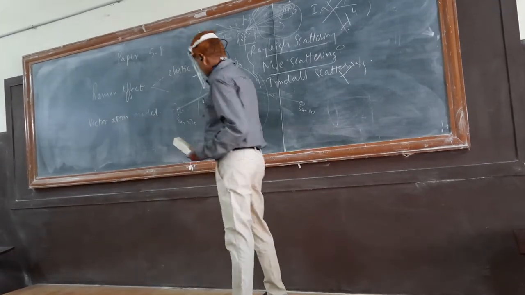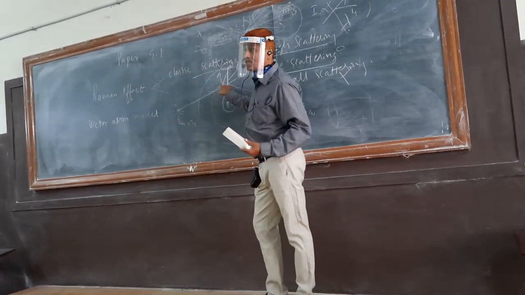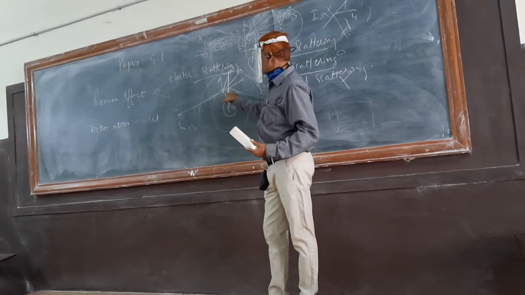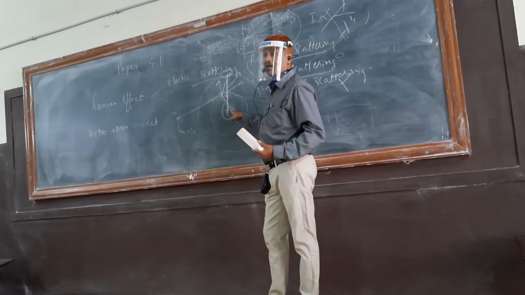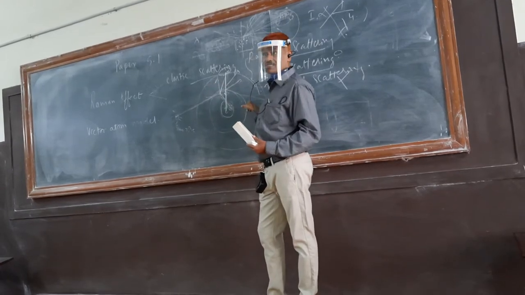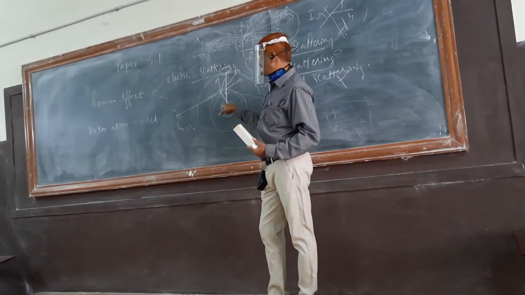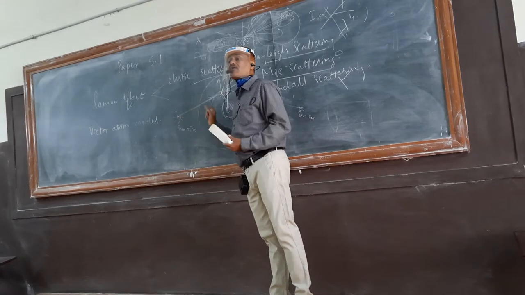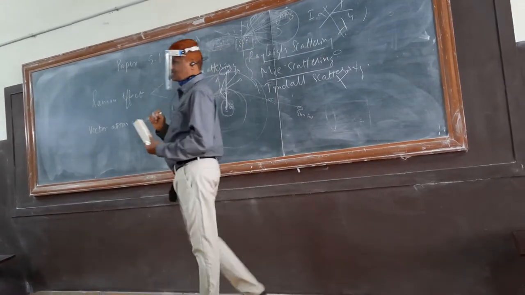But at sunrise and sunset, even though the sun is sending all the colors, we are seeing less blue, because most of the blue is scattered. For that reason, the sun appears orange, red. This is about elastic scattering.